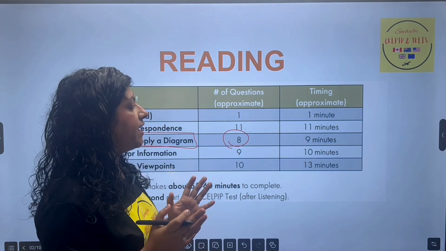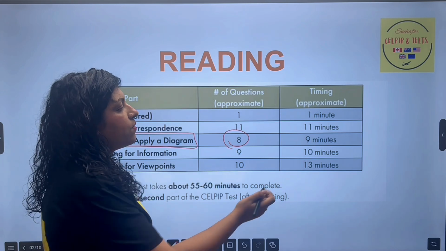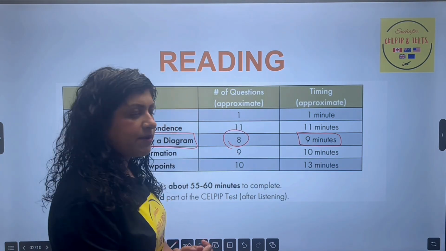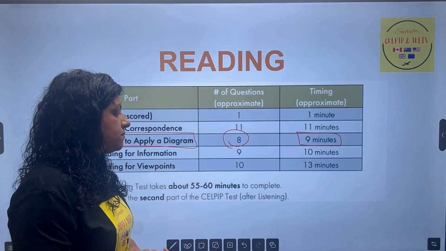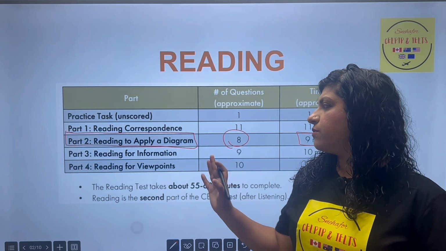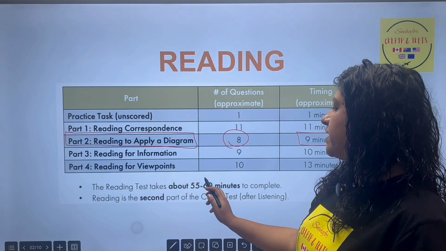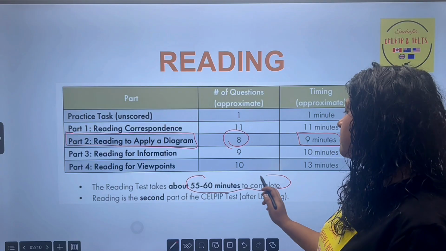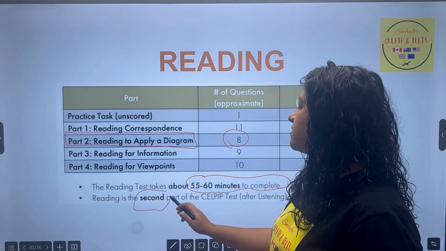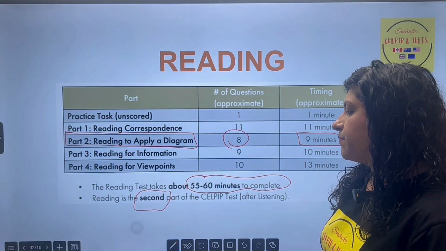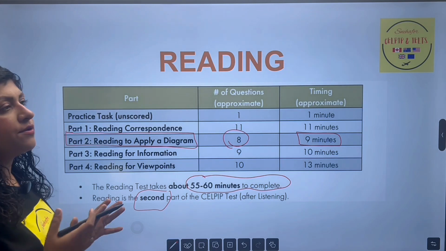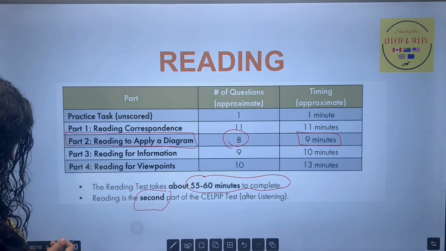In total, you will find 8 questions over here and you are given 9 minutes to solve them. That means a little bit over a minute for each question. Now, we have already discussed in the previous video that the reading section completely takes around 55 to 60 minutes. And it is the second module in CELPIP, so it appears after listening. So with that in mind, let's actually begin the discussion about reading to apply a diagram.